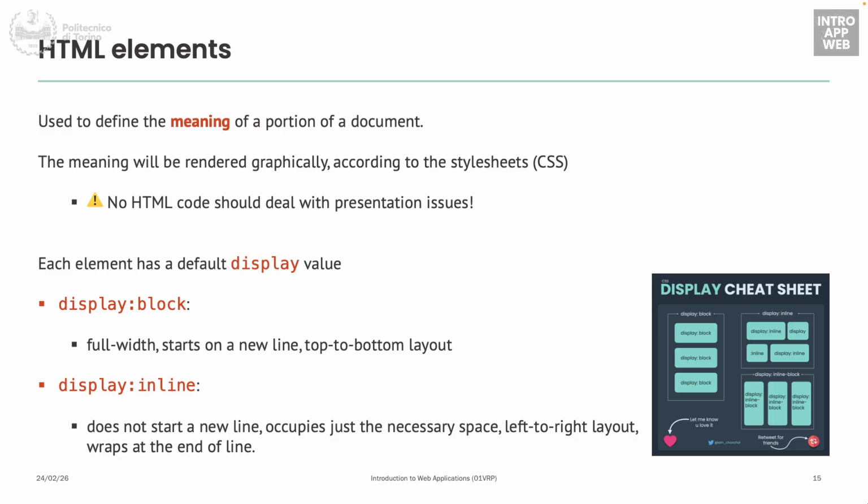So it doesn't start a new line. It doesn't occupy all of the width, but just occupies its portion, and the next element is placed to the right of the current element. It just occupies the necessary space from left to right, and the layout wraps at the end of the line. So when it reaches the limit of the width, it goes down.